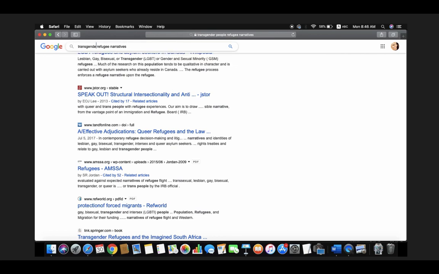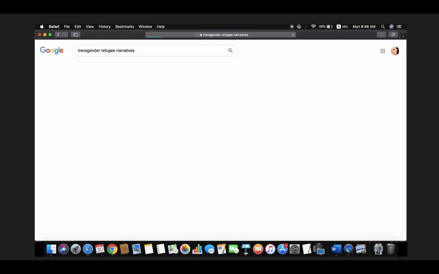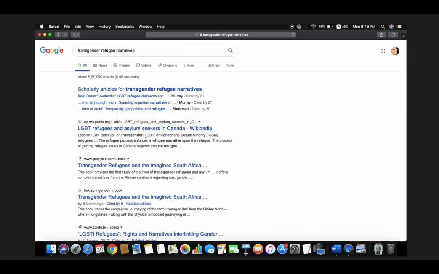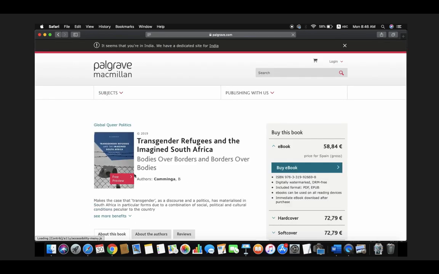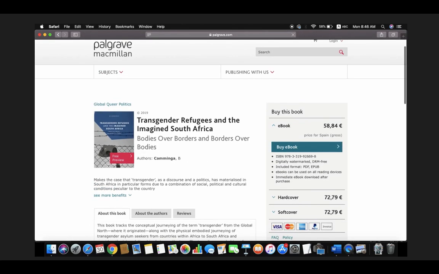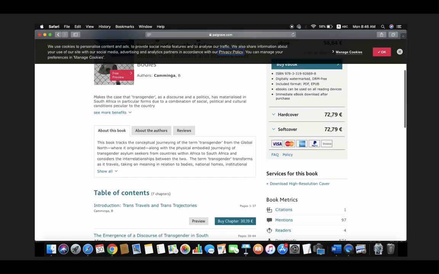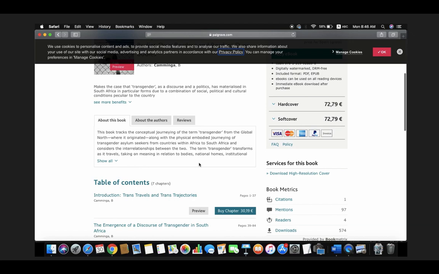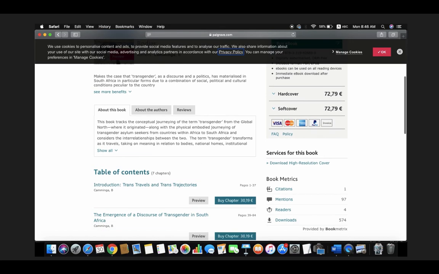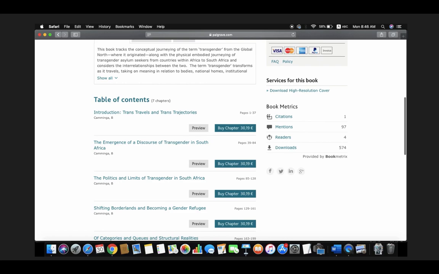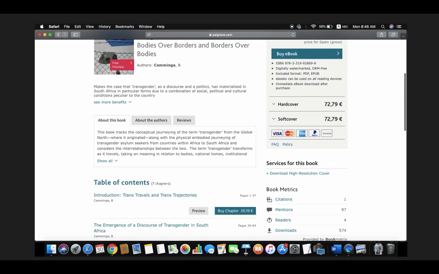Transgender identity is an imagination. I'm removing people, transgender refugee narratives. Again, transgender refugees and imagined South Africa is coming up. So I'm looking it up. It is a book, Bodies over borders. So bodies, theory of body, that you should also apply. Write that also. There will be keywords given in articles and books, which will also be your keywords.